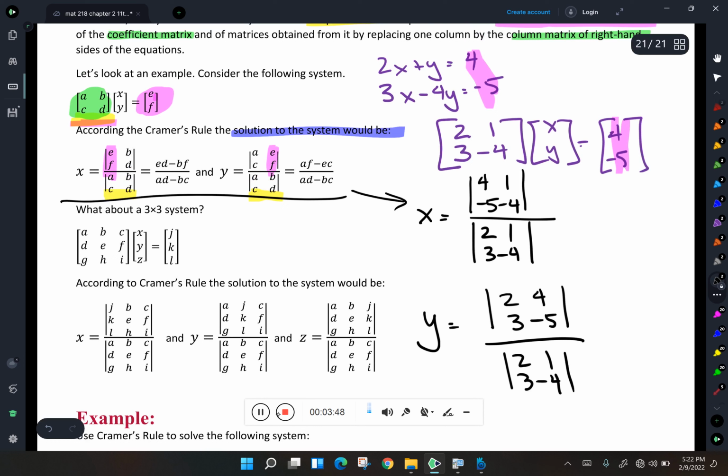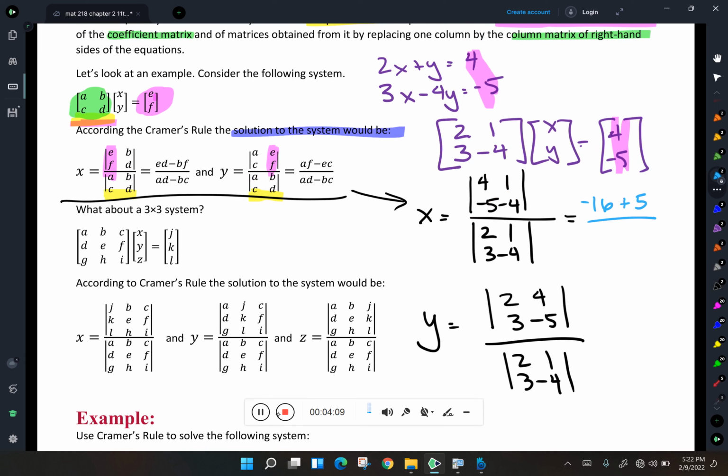So I'm going to calculate the determinant of the numerator. Remember, the determinant of a 2 by 2, you do that criss-cross thing. And so my numerator is going to be 4 times negative 4, so negative 16, plus 5, over, downstairs, I've got negative 8 minus 3. Negative 16 plus 5 is negative 11. Negative 8 minus 3 is negative 11. Negative 11 divided by negative 11 is 1.